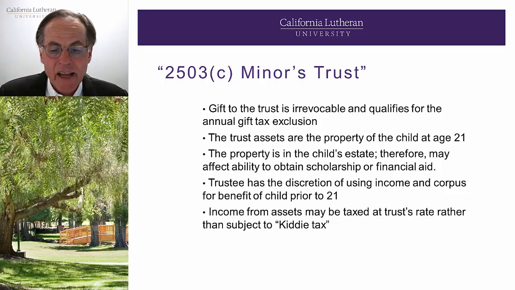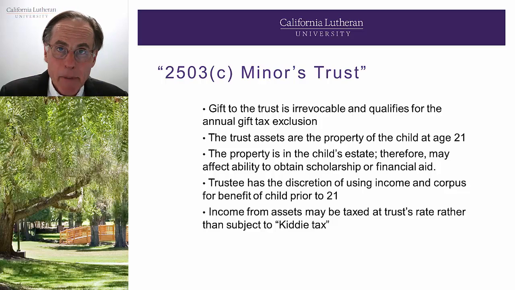The 2503(c) Minor's Trust is established when the irrevocable gift is transferred. The value of this trust is included in the child's estate. Therefore, as mentioned, it can affect that child's ability for those scholarships or financial aid. The assets in the trust are managed by the trustee until the child reaches the legal age of 21. At that time, assets are turned over. Prior to the child reaching age 21, the trustee has discretionary authority to use income and corpus for the benefit of the child.